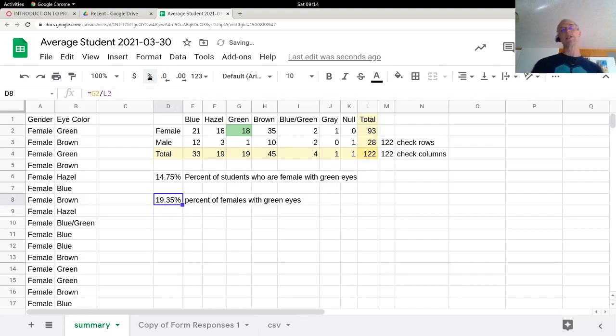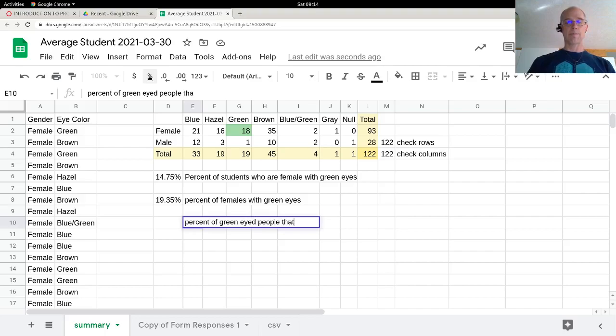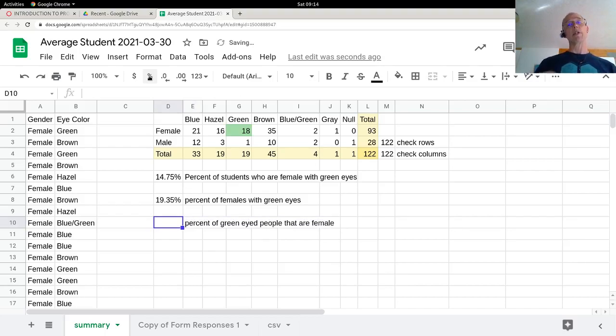And often when we see percents in the media, they're not out of everybody, they're out of a subgroup, like what percent of females have green eyes, what percent of males smoke, things like that. Another way I could work with this data is I could take a look at, of all the green-eyed people, what percent of them were female. And so here I'm focusing on the green-eyed people, so that's my denominator, my population at the moment. And so it's still that same 18 people, but this time it's out of the 19 total that had green eyes. Right? So I get a very different percent than before.